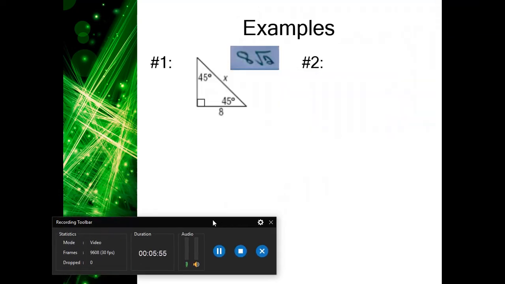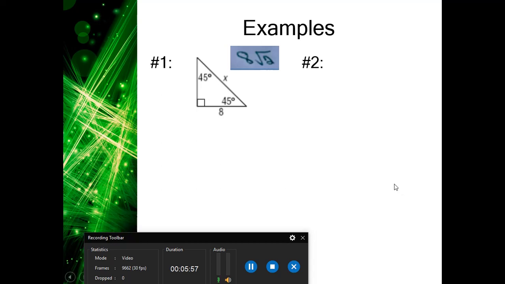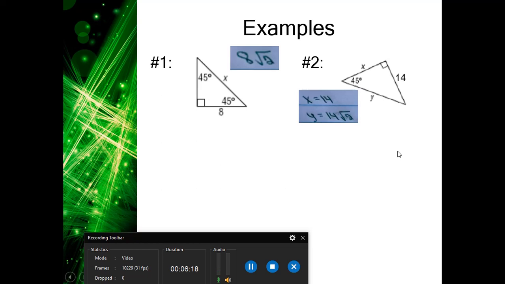And there it is. For number 2, they're giving me a leg. They did not provide the third angle, but I do know that it's 45 degrees, which means X should also have the same leg length of 14. And then if both legs are 14, my hypotenuse should be 14 radical 2. So there's no math required. It's just straightforward knowledge.